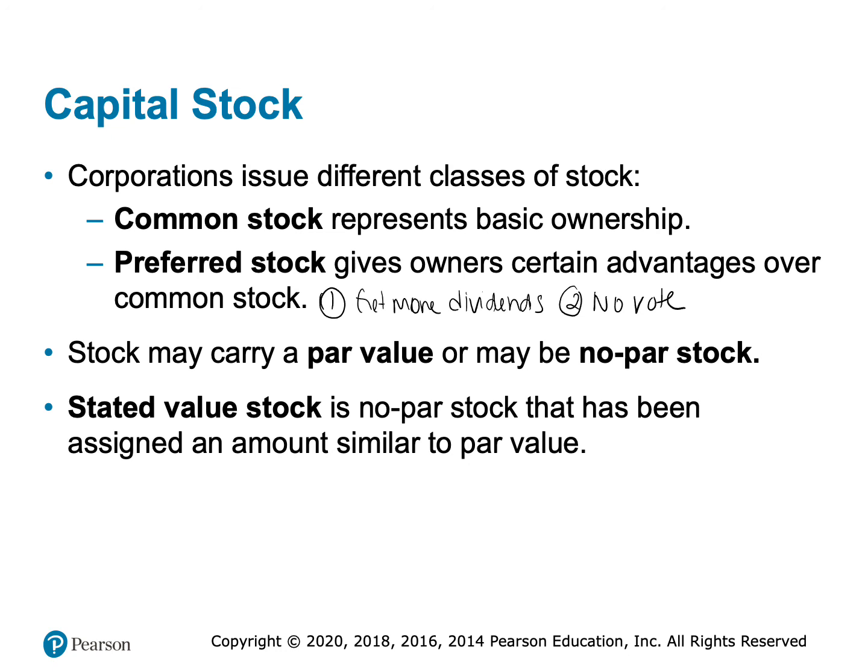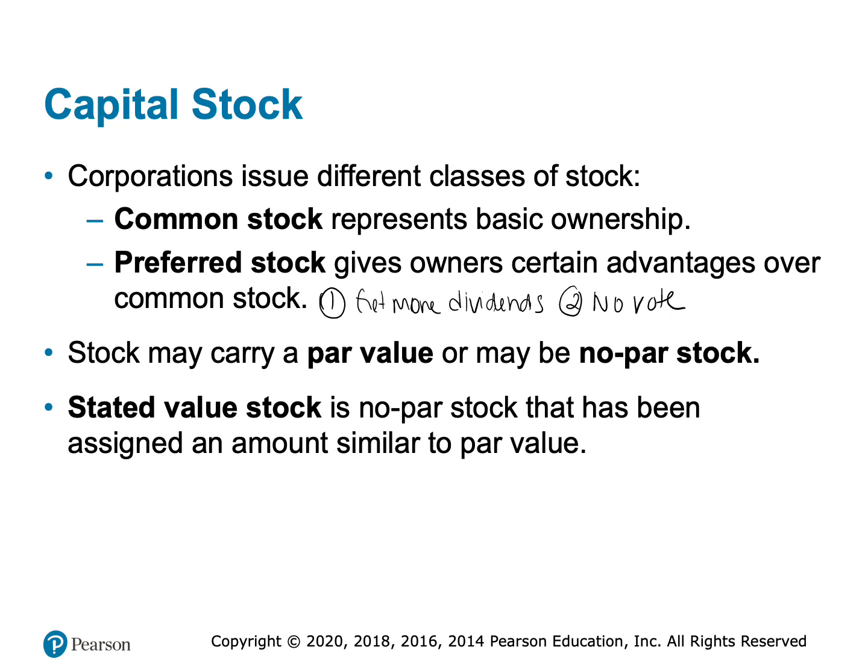Now, stock may have what's called a par value, or it may be what's called no par stock. Used to, all stock had a par value, and that par value was assigned in the corporate charter. So, for example, Disney's par value is 1 cent. This means that when we issue stock, we would credit the common stock amount for the par value. Again, all stock used to have a par value because we had this concept of legal capital and it was based off of the par value.